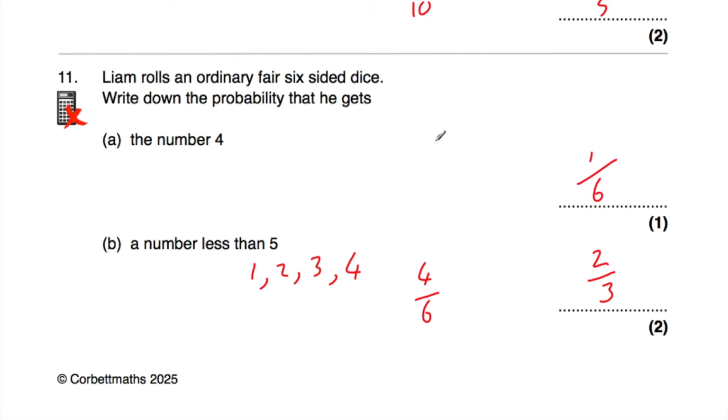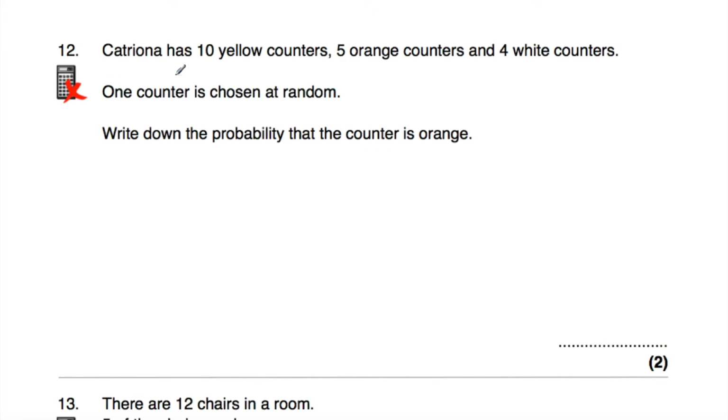Okay, let's have a look at our next question, question number 12. Question number 12 says, Katrina's got 10 yellow counters, 5 orange counters, and 4 white counters. And one of these counters is chosen at random. And we've been asked to find the probability that the counter is orange. Well, let's find out how many counters Katrina's got altogether. So let's add together 10, 5, and 4.